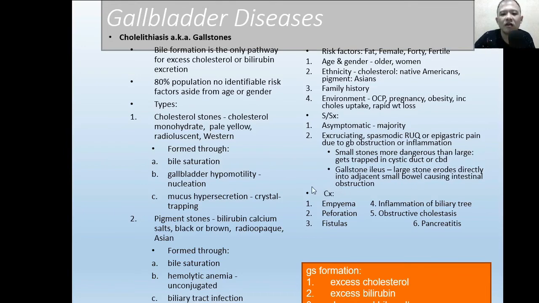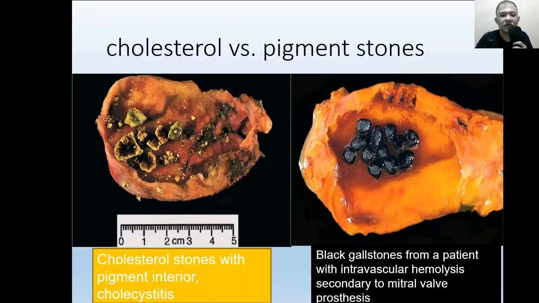And the complications are the following. You have formation of pus or empyema, perforation, and fistulas. You have the inflammation of the gallbladder, what we call cholecystitis, and even pancreatitis. The one on the left is a cholesterol stone, the one on the right is a pigment stone.